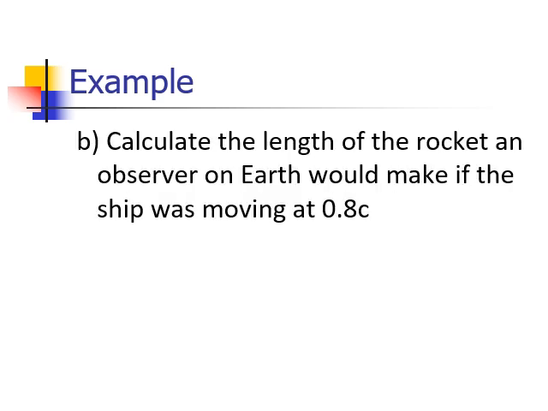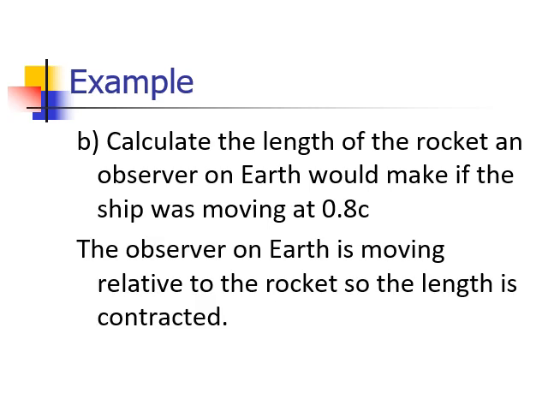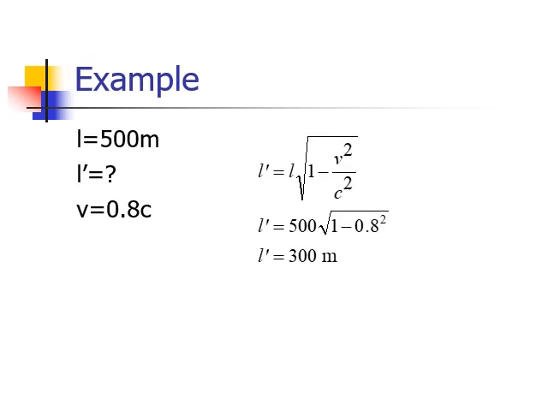So calculating the length at 0.8 times the speed of light, now it's moving, so the length is contracted, and we can substitute in our values. It appears to a stationary observer watching this moving rocket traveling at 80% of the speed of light that it has contracted in length to 300 meters long.